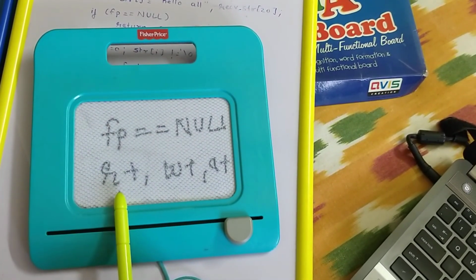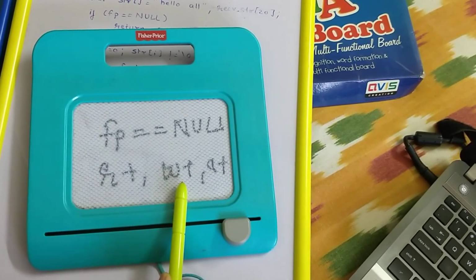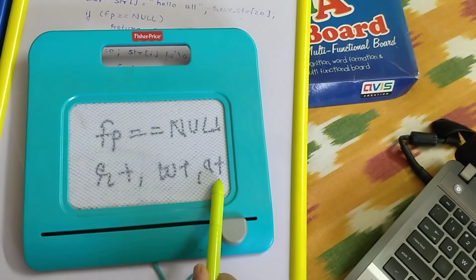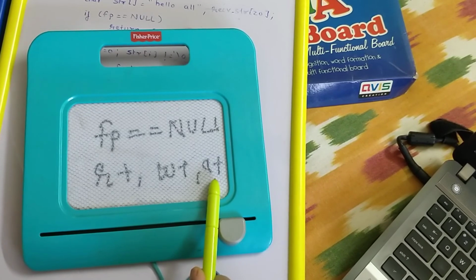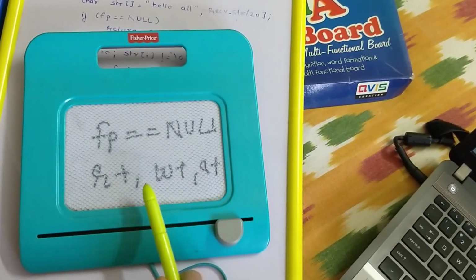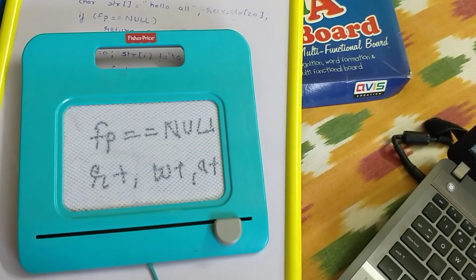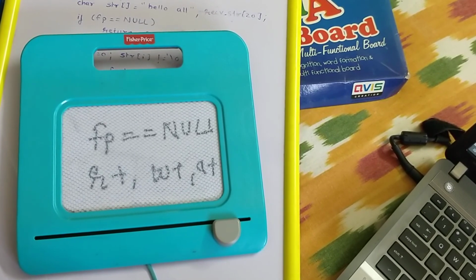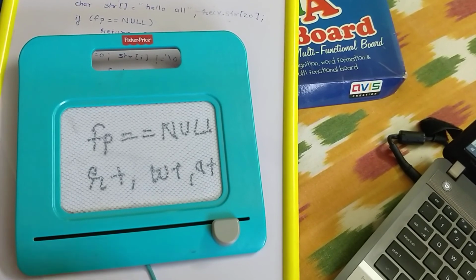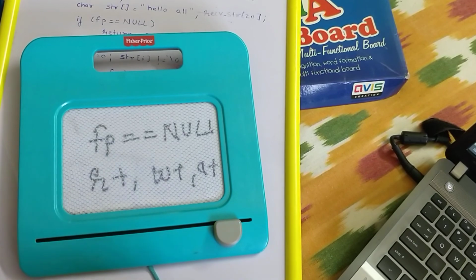R plus is opening the file in read mode plus for writing, and W plus is opening the file in write mode plus for reading. So both will ultimately be the same. And append mode is to open the file for appending the value as well as reading the value. Now, what is the difference between writing and appending? Whenever you open your file in write mode, generally your contents get overwritten. If you want to keep the previous contents intact and write to the file, then you have to open the file in append mode. Thank you for watching.